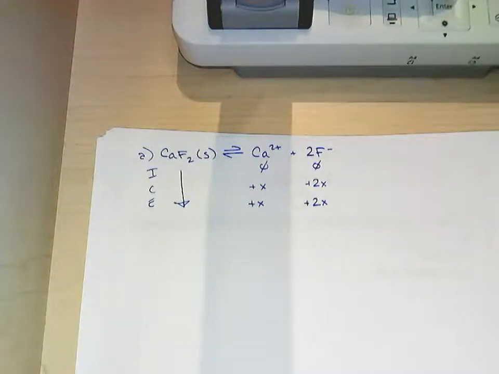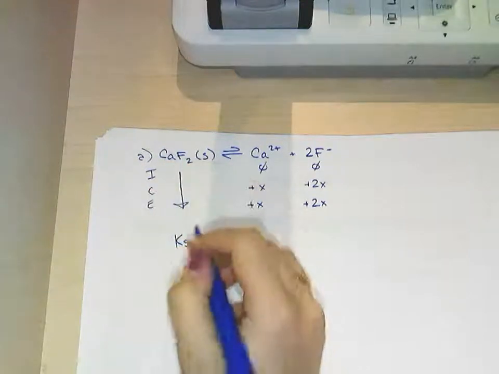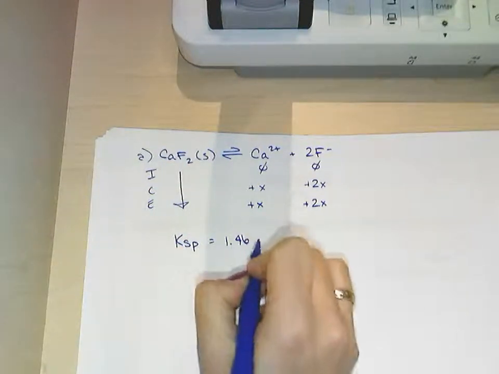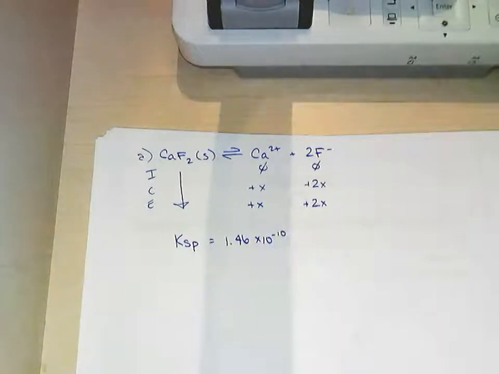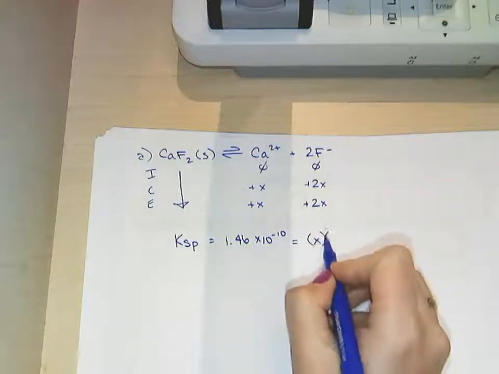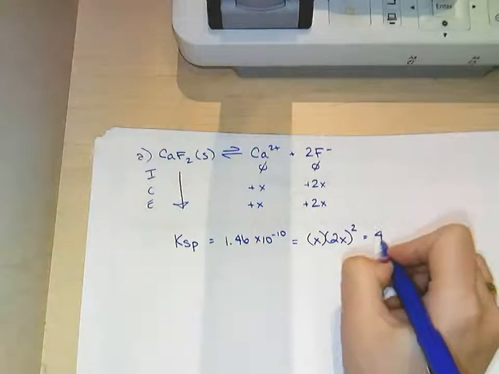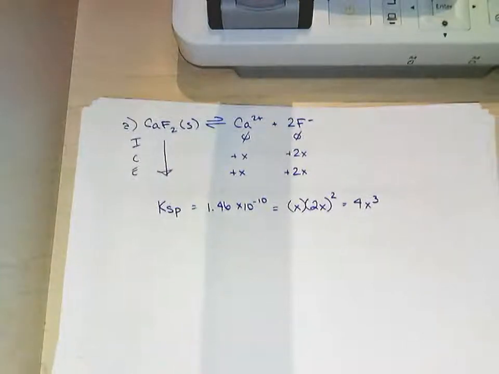All right, so then what piece of information do you need to go to the back of the book and look up? Ksp. And Ksp for this calcium fluoride is 1.46 times 10 to the negative 10th. So now what's my first step to get x all by itself? All right, divide by 4. Then take the cube root.